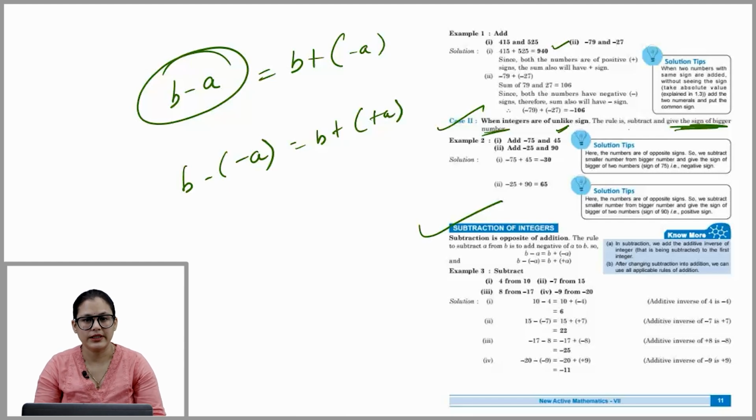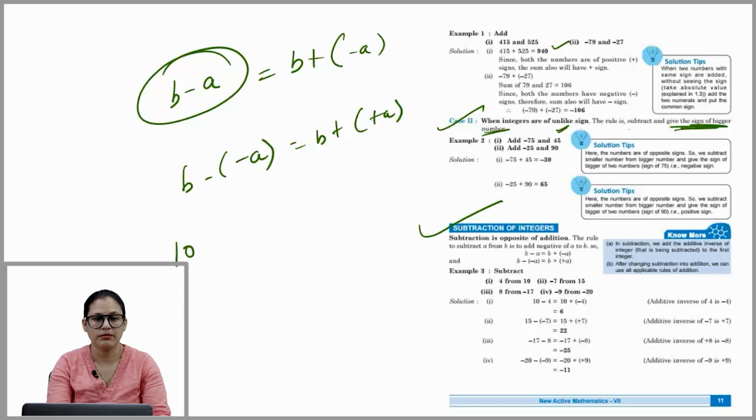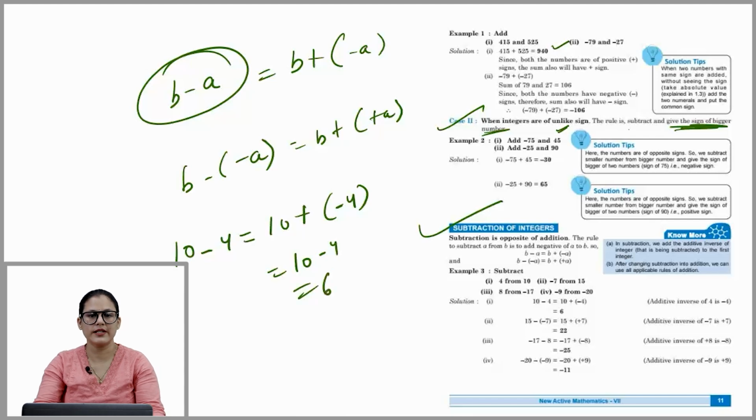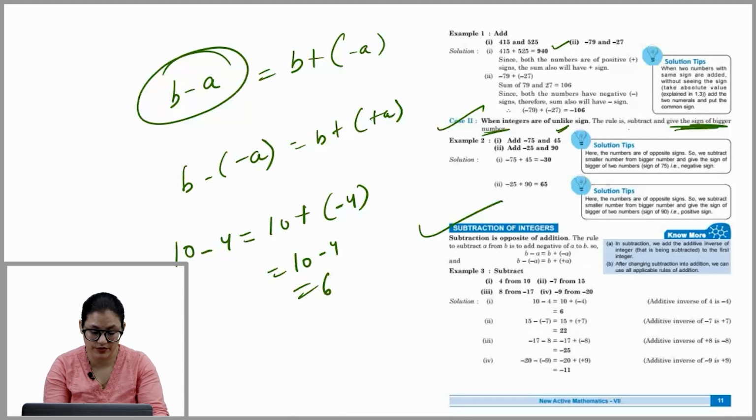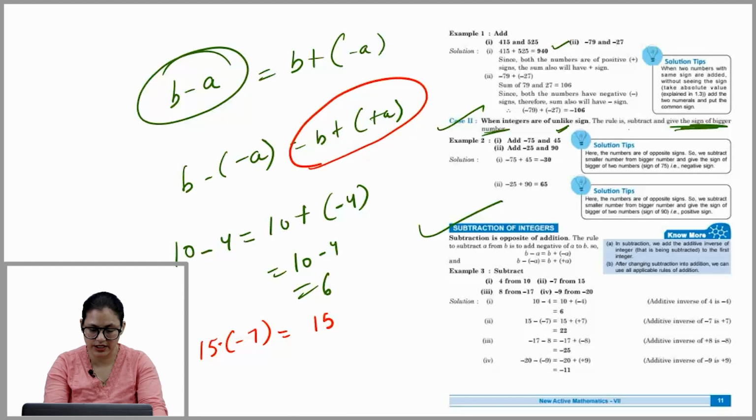Okay, so let's do the example. Subtract 4 from 10. So 10 minus 4 is equal to what? 10 plus minus 4, answer is 6. Similarly, you have to subtract minus 7 from 15. Now what will you do? Remember this rule: 15 plus 7, and 15 plus 7 is 22. So 22 is the answer.